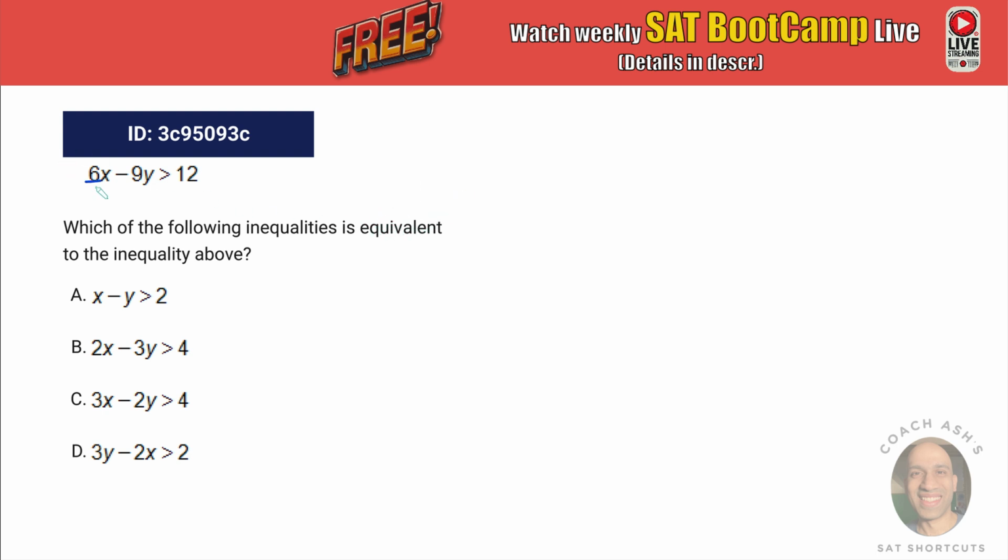Let's just divide this by 3. Let's divide this by 3 and let's divide this by 3. So what do you get? 6 divided by 3 is 2. Keep the x. 9 divided by 3 is 3. Let's copy down this negative sign. Keep this the same. And 12 divided by 3 is 4. And there you go. This is your answer.